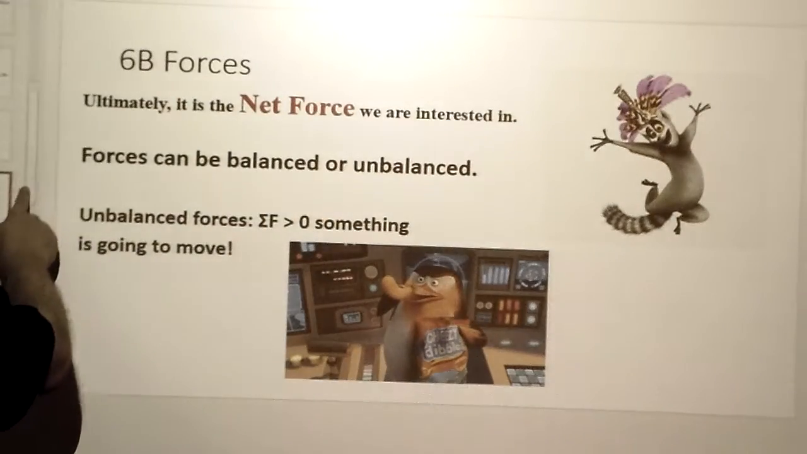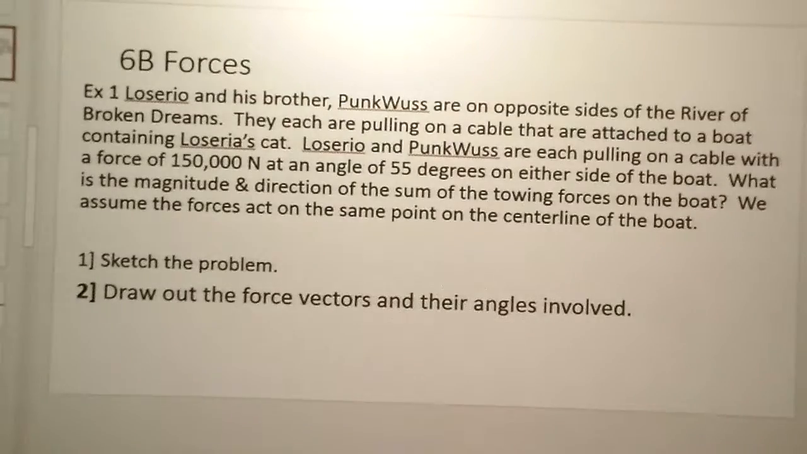So we're going to go ahead and work on a problem, and we're going to sketch the problem as well. Luzario and his brother Punkwus are on opposite sides of the river of broken dreams. They each are pulling on a cable attached to a boat containing Luzaria's cat. Luzario and Punkwus are each pulling on a cable with a force of 150,000 newtons at an angle of 55 degrees on either side of the boat. What is the magnitude and direction of the sum of the towing forces on the boat? We assume the forces act on the same point on the center line of the boat.